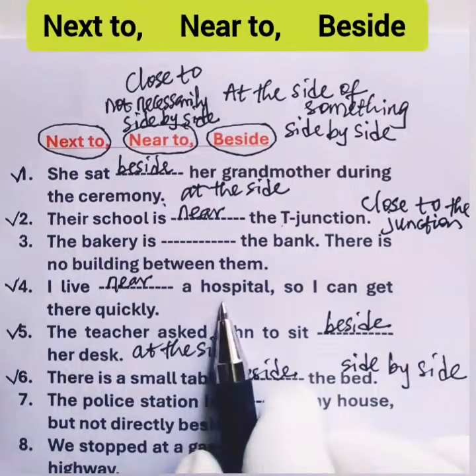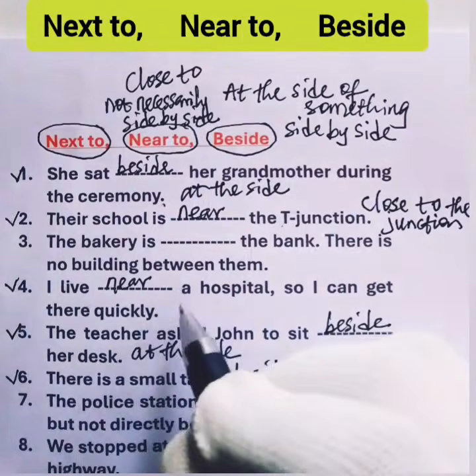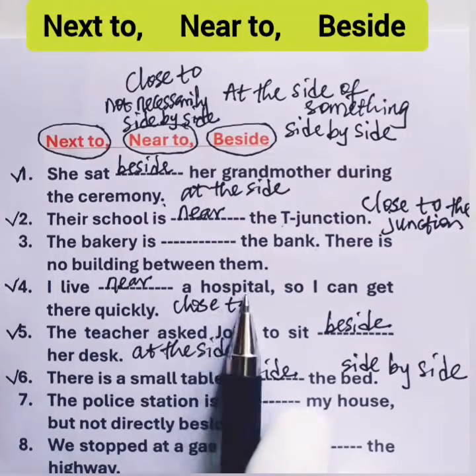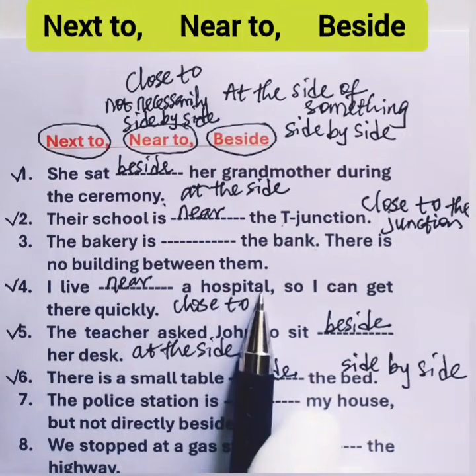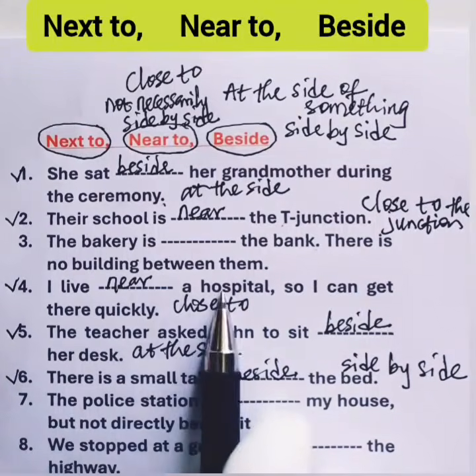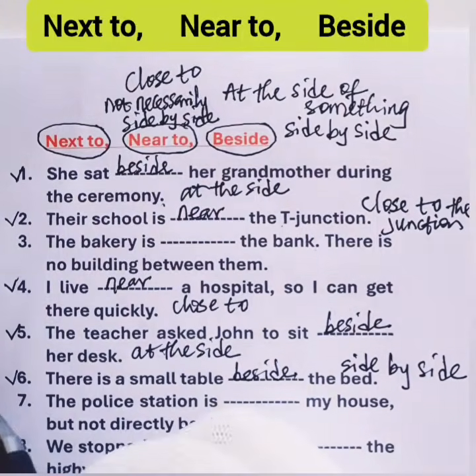What this sentence means is that where I live is close to the hospital. In other words, my house and the hospital do not share a boundary. They are not side by side, but they are within the same environment. Okay, next example is number 7.